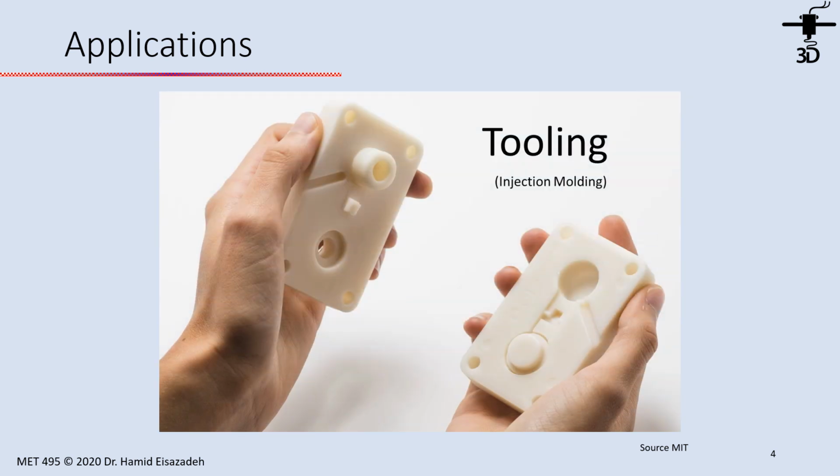SLA or photopolymerization has many applications. Some of them are concept models with high details, tooling for use in short run production, and even end-use manufacturing. Here is a small injection mold made by photopolymerization or SLA, and the material is a high performance polymer.